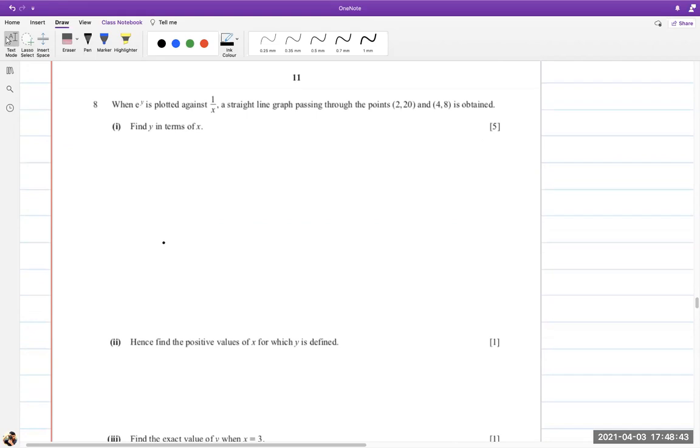All right, this one. When e power y is plotted against 1 by x, a straight line graph passing through these points is obtained. Find y in terms of x. Okay, so we have a dummy variable Y, which is e power y, and dummy variable X, which is 1 over x. So I'm going to be like, okay, let me first find out the gradient. So it is 20 minus 8 over 2 minus 4, leaves me with minus 6. And then I have to find this y-intercept. So I'll just keep it simple. Y is equal to mx plus c for any equation.